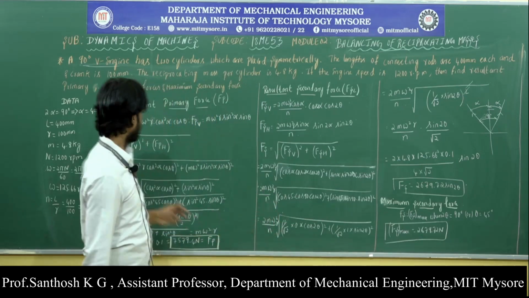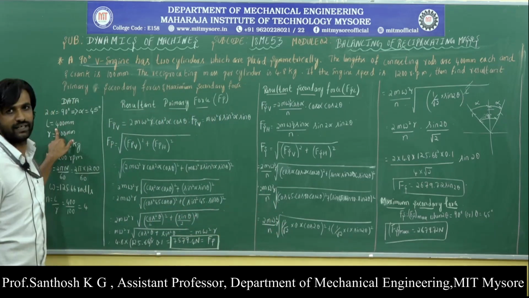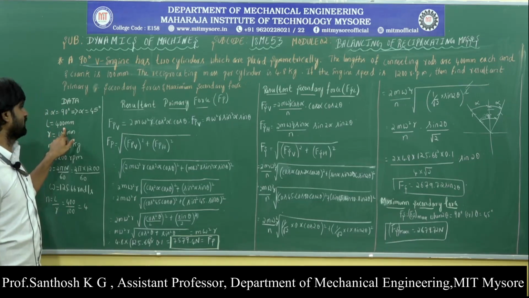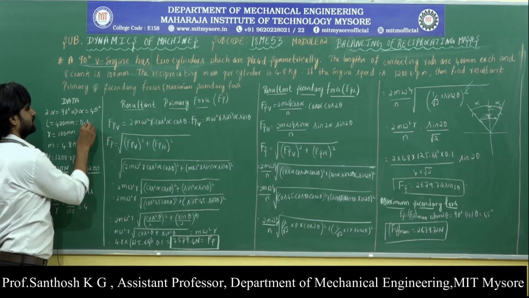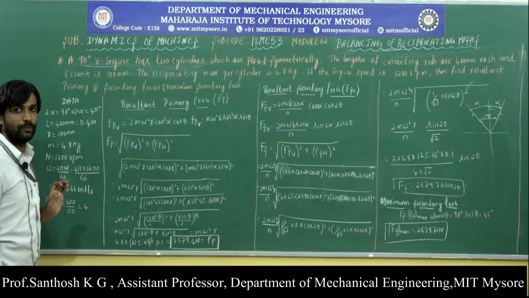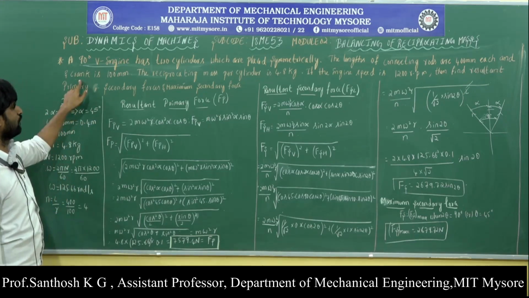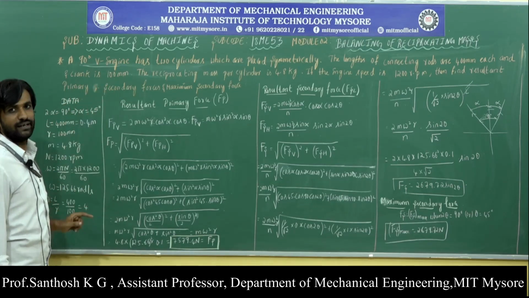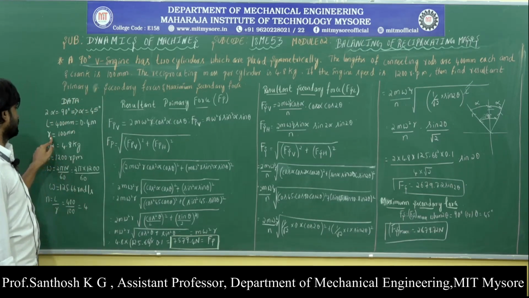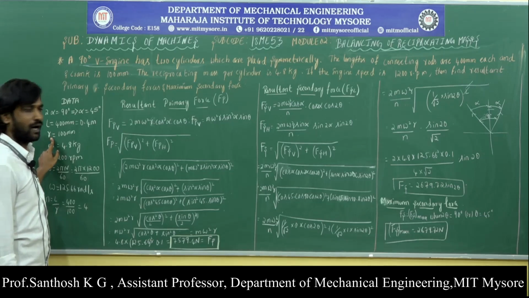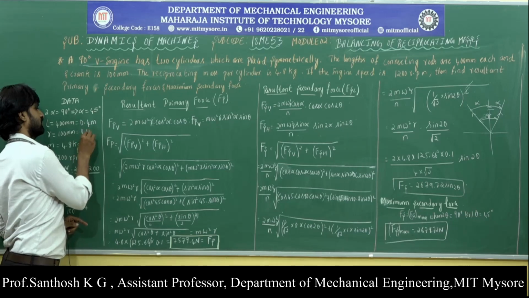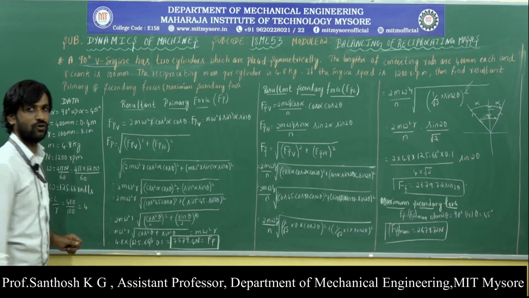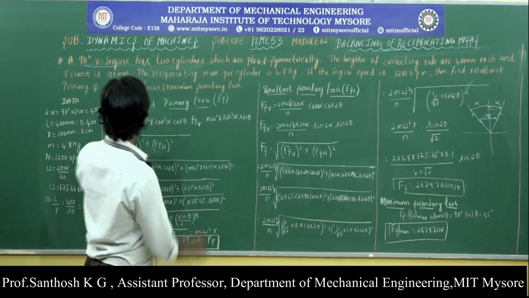So in general, we are denoting the length of the connecting rod by L and its value is 400 millimeters. If I convert this into meters, it will be 0.4 meters. Similarly, the length of the crank given is 100 millimeters. We are denoting the length of the crank by R, so R will be equal to 100 millimeters, which in terms of meters is 0.1 meters.